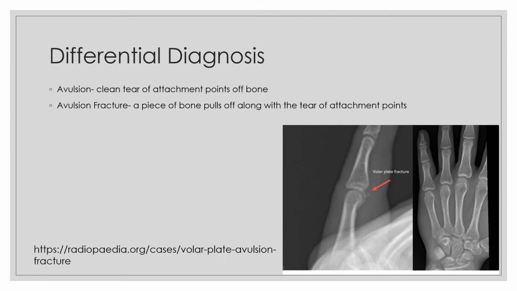Differential diagnoses are an avulsion, which is a clean tear of the attachment points off bone. And then there's an avulsion fracture, which is a piece of bone pulls off along with the tear of the attachment points.